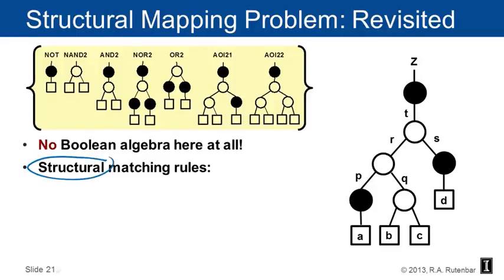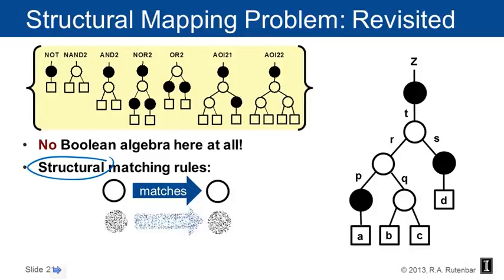What are the rules? The rules are mostly really easy and mostly really obvious. A white circle matches a white circle. You're allowed to put a NAND gate only where there's a NAND gate. So a white circle matches a white circle. A black circle matches a black circle. You're allowed to put a NOT gate only where there's a NOT gate.